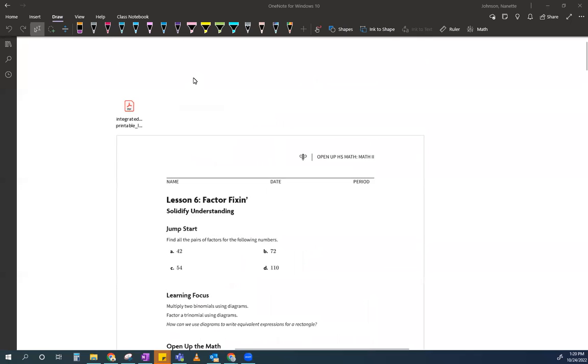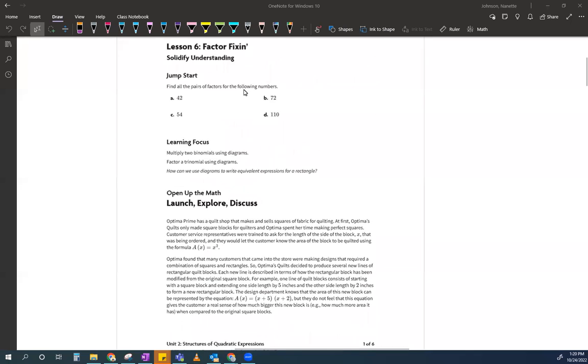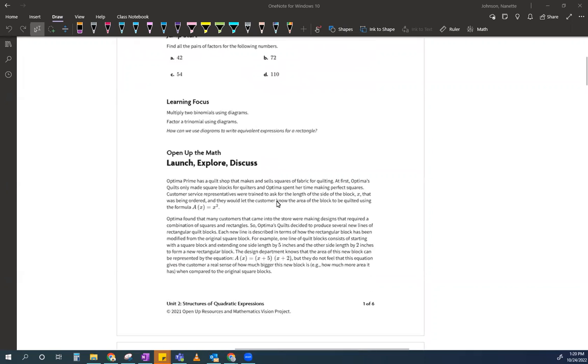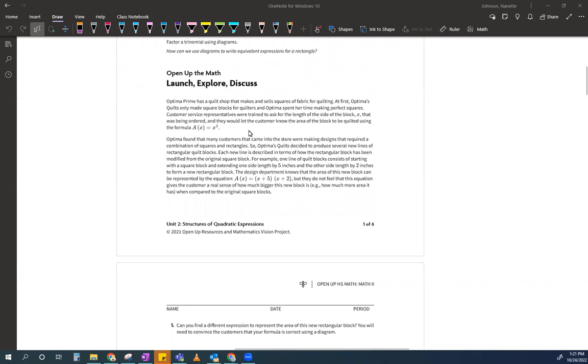Okay, so we're going to go over lesson 2.6, and then they give you this context of that same kind of quilt shop, and instead of you doing x squareds, she figures out, oh, I could do rectangles. And so she wants to know how you can represent x plus 5 times x plus 2 in a different way. So your job right now is to multiply this. So I am going to draw this out using our tiles.